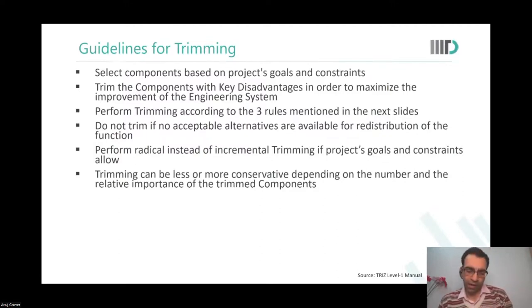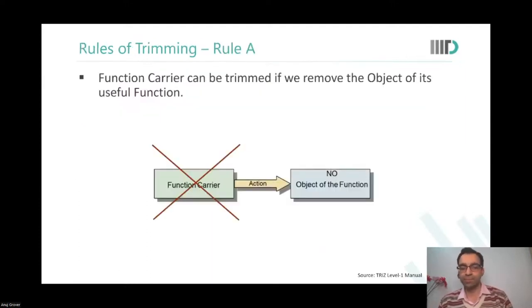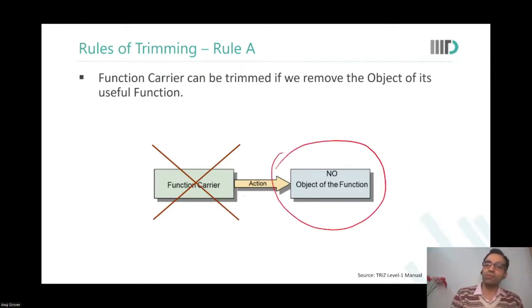So let us quickly look at the rules of trimming. And the key philosophy with trimming is that less is more. That is the basic idea. So looking at the rules of the trimming, a function can be trimmed if we remove the object of the useful function. So if I've already trimmed the object of a useful function, then I can also trim this particular component.